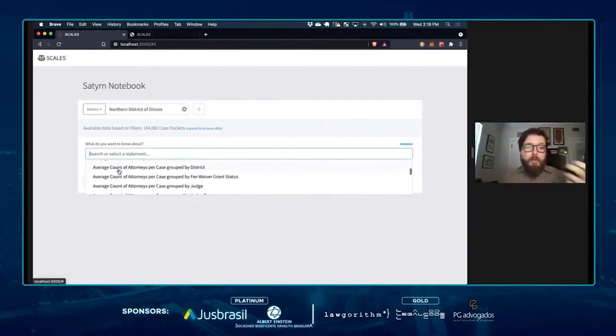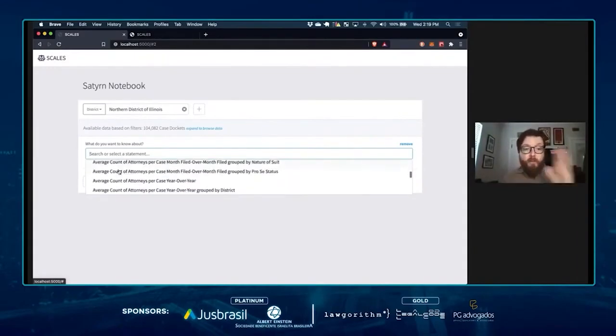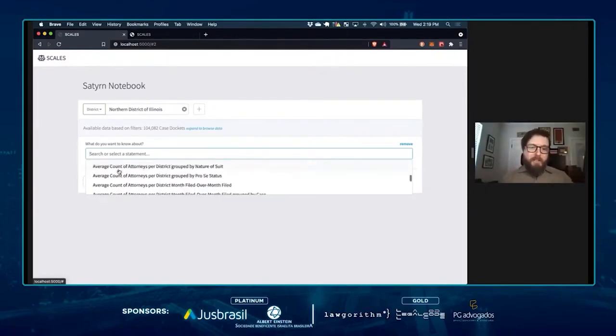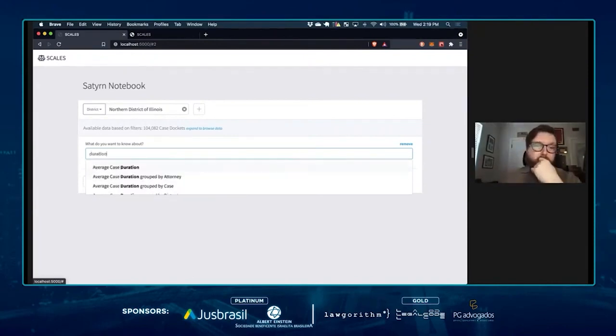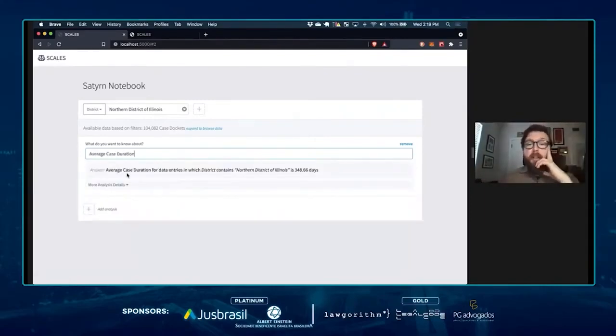These statements are all the permutations of analysis that the system knows it can do, that it has inferred from states in the data, as well as what it knows its core analytics engine is capable of. So it's better to search than to browse. So I'll search for duration, and let's find out how long cases take in the Northern District of Illinois.